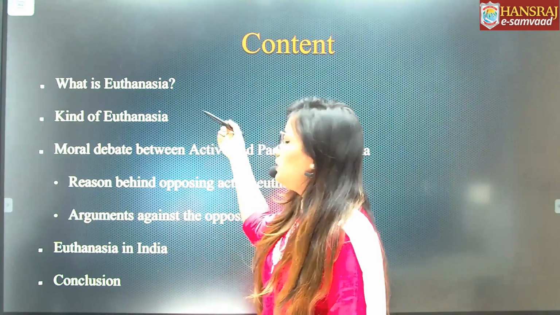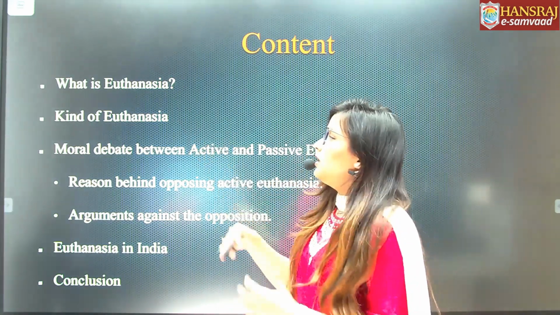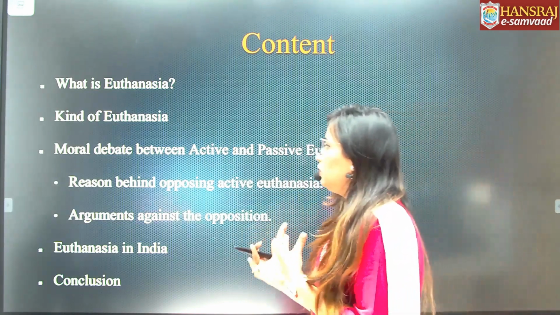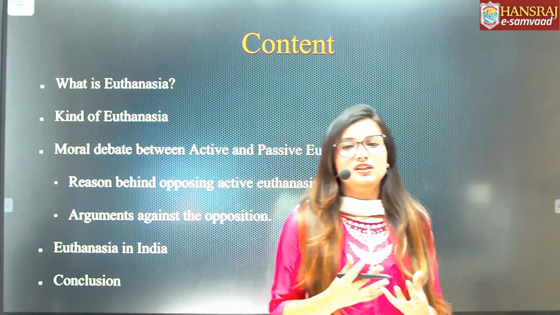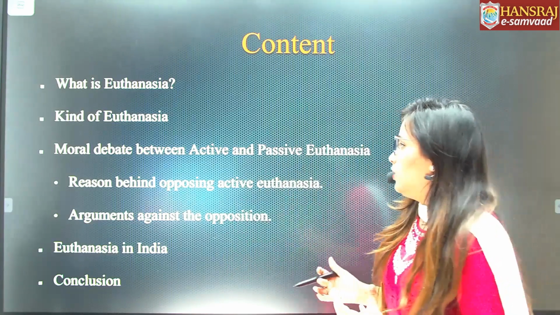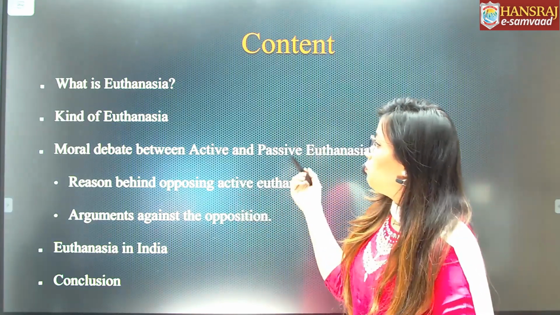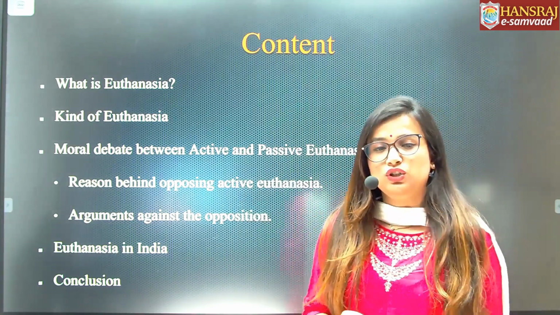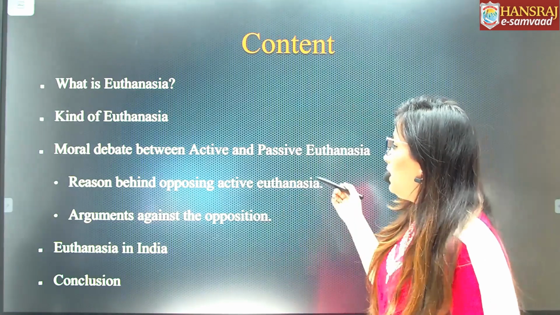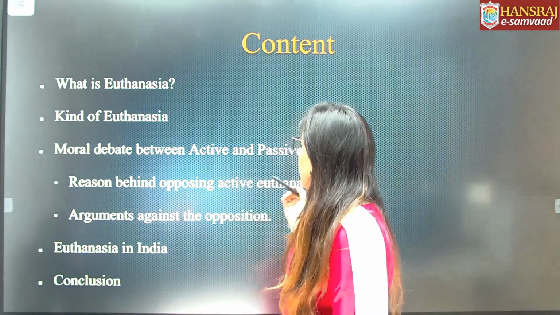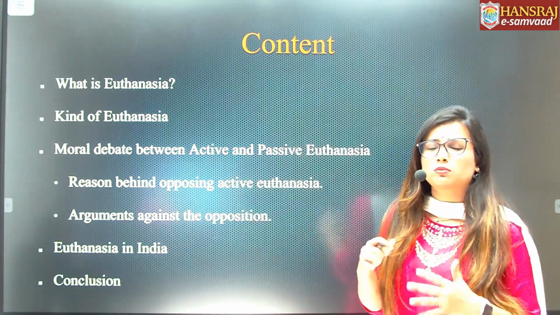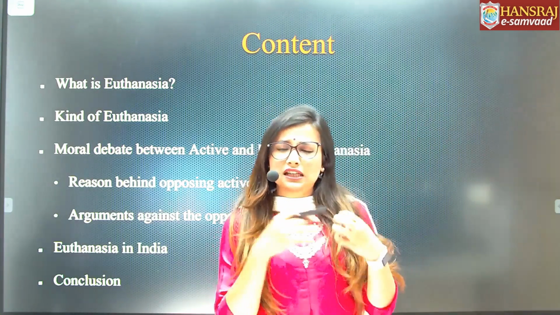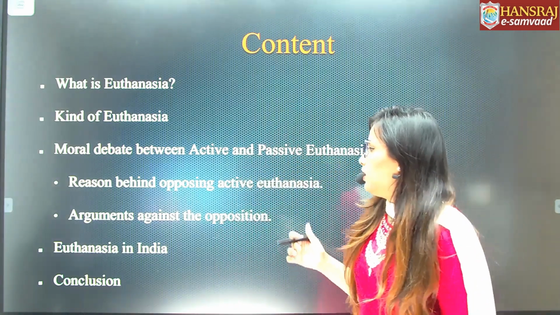The second point that we'll be discussing is the categories of euthanasia. What are the kinds of euthanasia that are there? And what are the important categories among those? Further, I'll move on to the moral debate between the two categories of euthanasia, which is active euthanasia and passive euthanasia. Then we'll discuss the reasoning behind opposition of active euthanasia, because mostly active euthanasia is opposed and is thought to be illegal, and it is illegal in most of the countries.